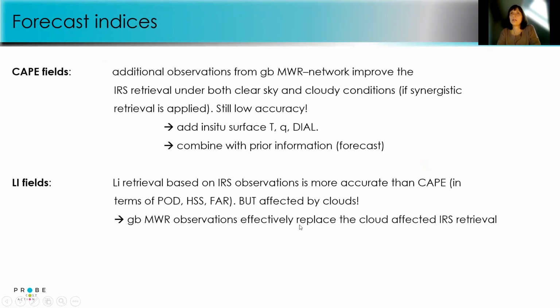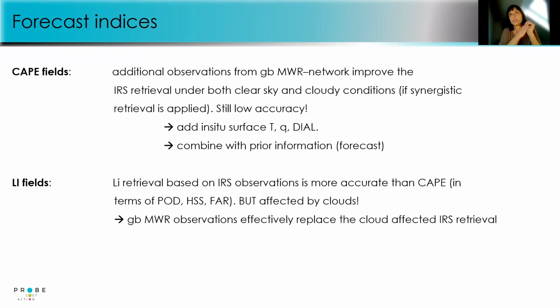And with this, I conclude that this method applied to CAPE fields shows that additional observations from ground-based network improve IRS retrieval under both clear sky and cloudy conditions, but the problem is that the retrieval is still not very accurate. So here we need further additional, maybe surface in situ temperature and humidity measurements, and maybe water vapor profile from collocated dial.